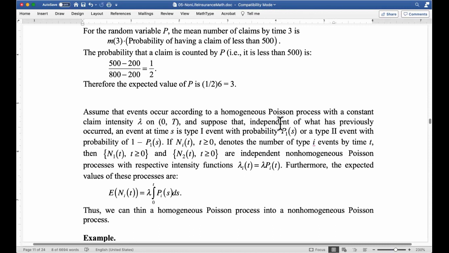And the expected value of P is just half times m(3), which we calculated to be 6. And so this is equal to 3.